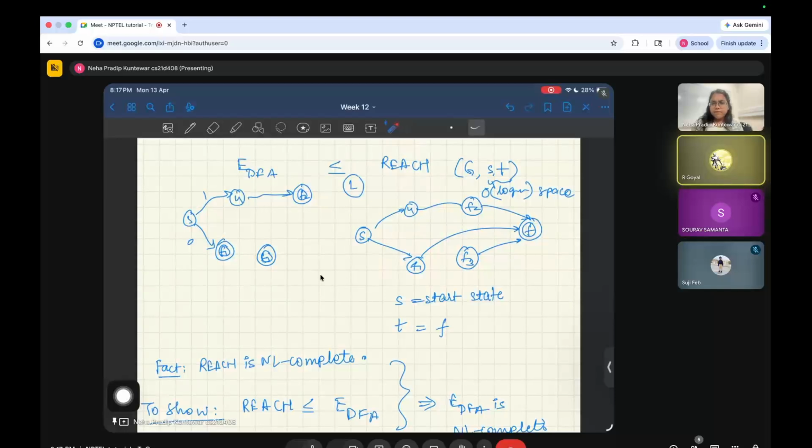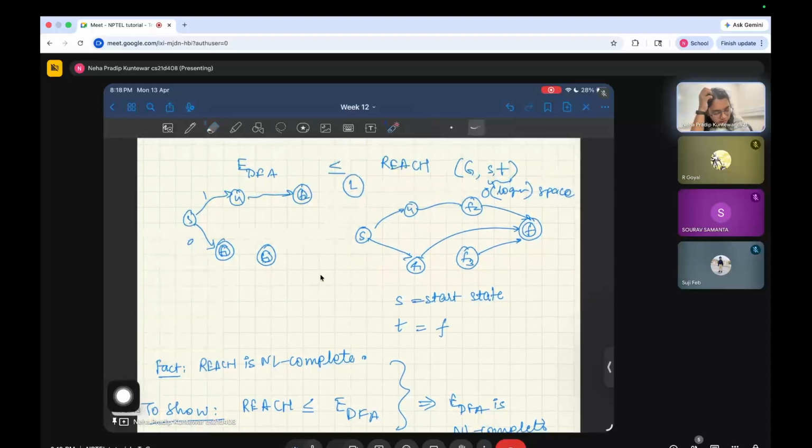So, an instance of the ST reachability can be reduced into what? Into the emptiness of the DFA. So, how to carry out this transformation in logarithmic space? That is the problem. The logic seems clear: if I can move from S to T, then the EDFA is not empty, I mean, the language is not empty. But how to carry out this transformation in logarithmic space?